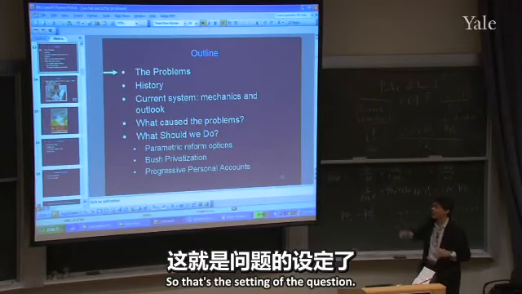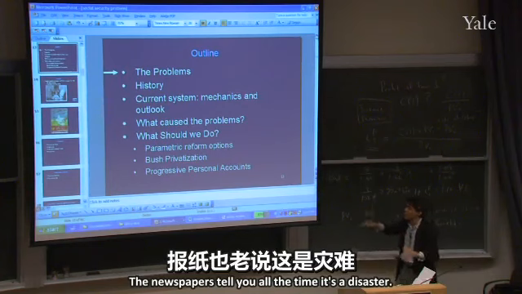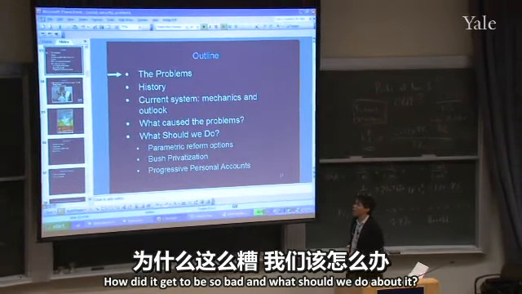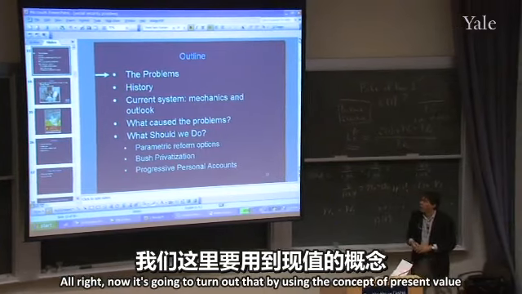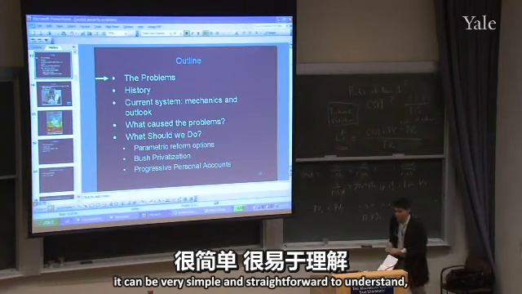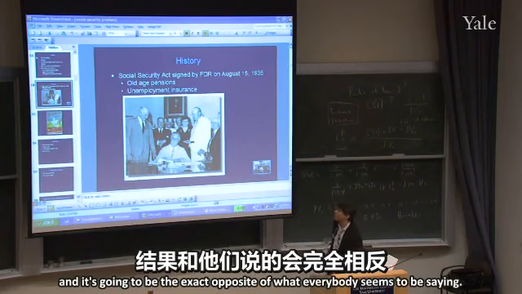So that's the setting of the question. George Bush said it's a disaster. It looks at first glance like a disaster. The newspapers tell you all the time it's a disaster. How did it get to be so bad, and what should we do about it? Now it's going to turn out that by using the concept of present value, it can be very simple and straightforward to understand. And it's going to be the exact opposite of what everybody seems to be saying.